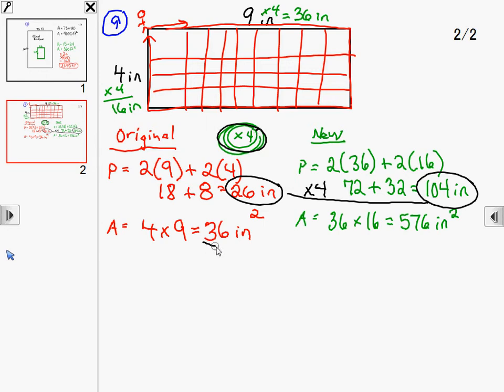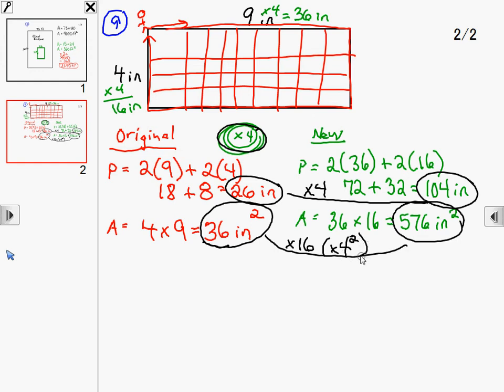The area, however, it was 36. And now it's 576. So again, let's work backwards. Let's divide. 576 divided by 36. How many 36s go into 576? Tristan? 16. And you might remember, the way we know it's 16 is because it's multiplied by 4 what? 4 squared. So when you change the outside, it changes just like the sides do. But when you change the inside, it changes to the second power.